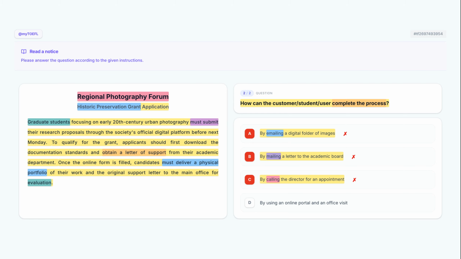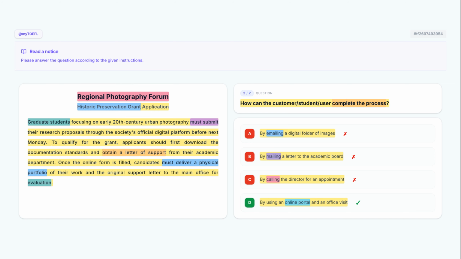Finally, let's check option D, by using an online portal and an office visit. This is the correct choice because it captures both the digital platform submission and the requirement to deliver a portfolio to the office. It accurately reflects the online portal and physical visit mentioned in the text.